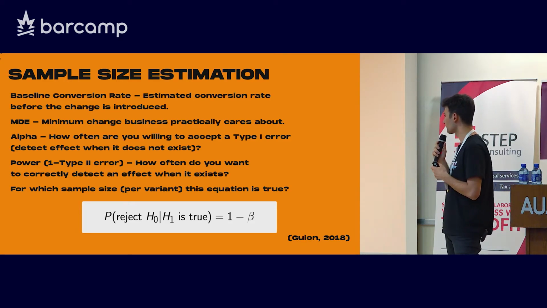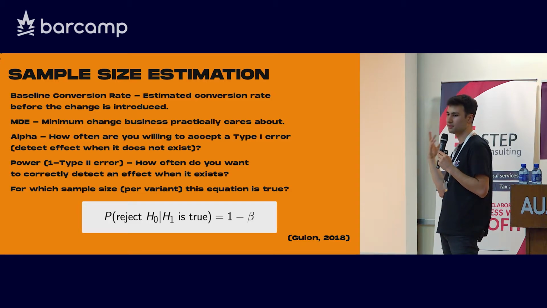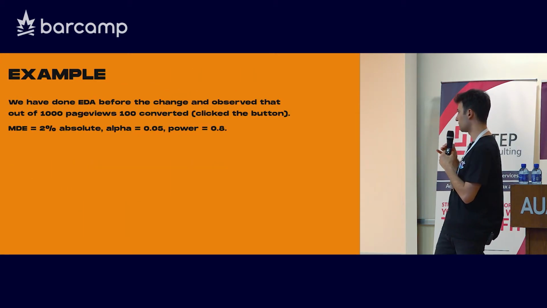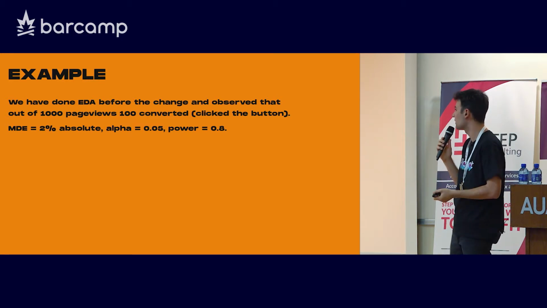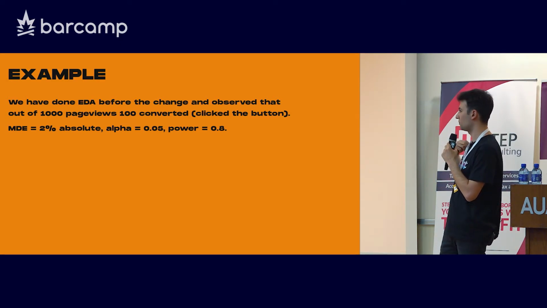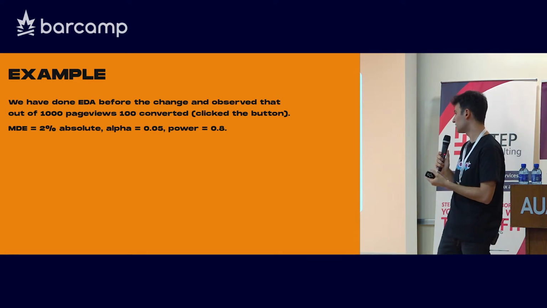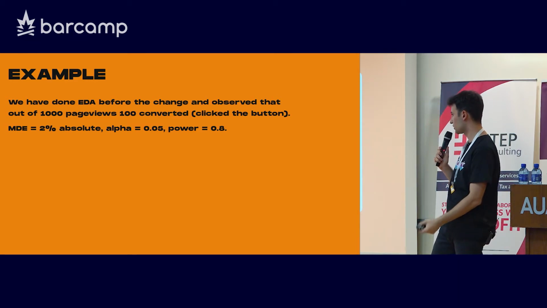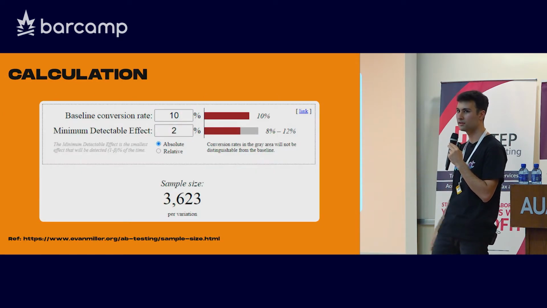Just a simple example. For instance, we have done some exploratory data analysis, and we observed that out of 1,000 page views, 100 converted, for instance clicked the button. And the minimum amount of effect that we care about is 2%. So if it's less than 2%, then we are okay to miss the discoveries. There are online calculators that can do this for us, and it suggests that if we collect around 4,000 participants per variant, our inferences will guarantee 80% power.